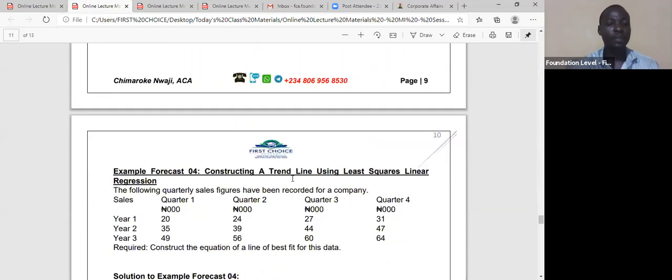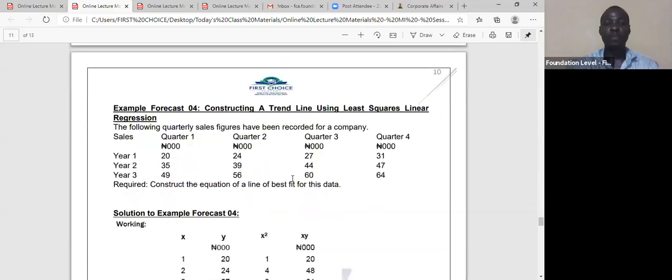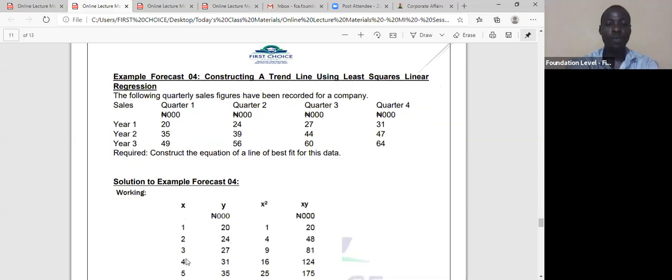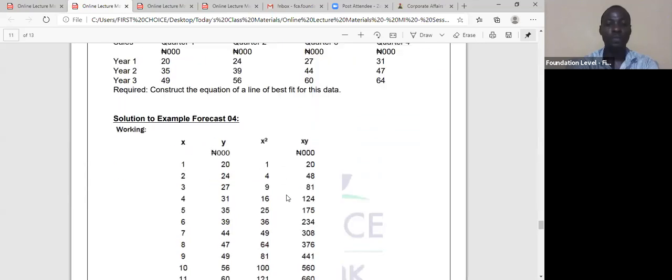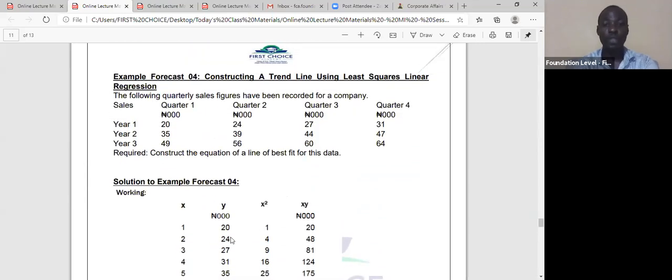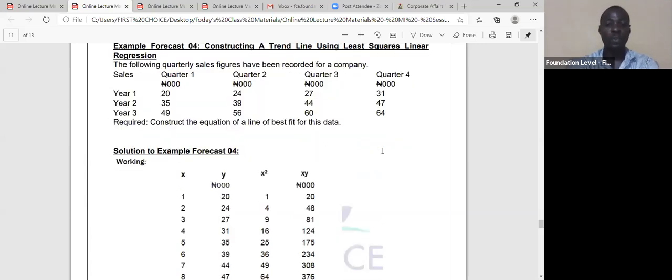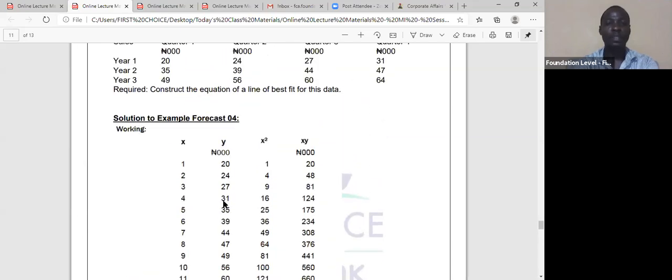So let's see. This is the same example we were given before. Now let's see how we can construct your least squares regression. Our X, since they are quarters, we take as quarter 1, quarter 2, quarter 3, quarter 4, down to quarter 12. So year 3, quarter 4 is quarter 12. Then your Y is your sales value, which you are trying to predict, which are all these figures down to 64. Then the next thing to do is to calculate X squared.